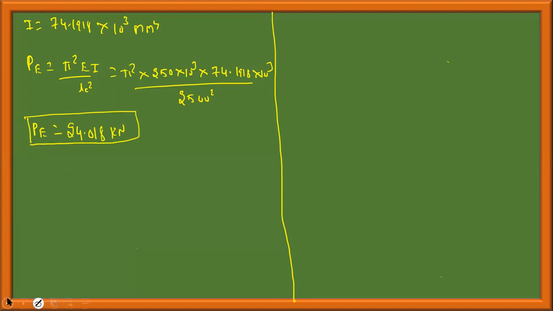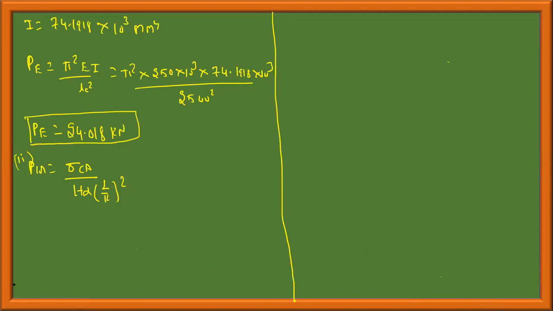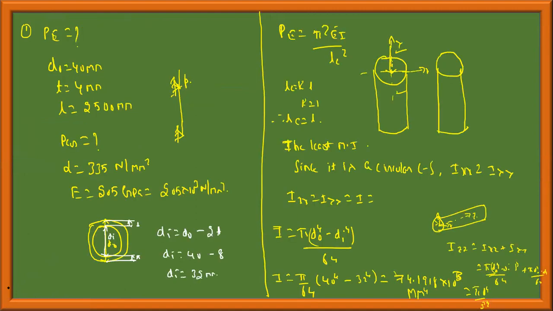Rankine's crippling load is the second part of the problem which we need to determine. PCR is given by sigma C A divided by 1 plus alpha L by K the whole square. Sigma C is given in the problem as sigma crushing. Yes, I think sigma C is not given. Give me a moment. Let me see. Okay, he has given Rankine's crippling load constant.